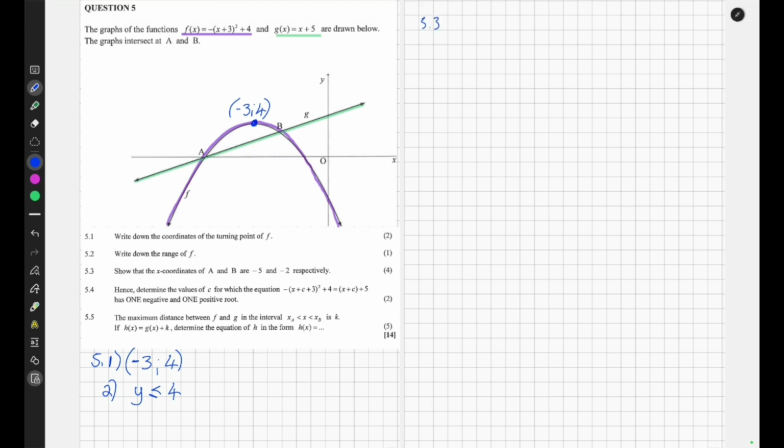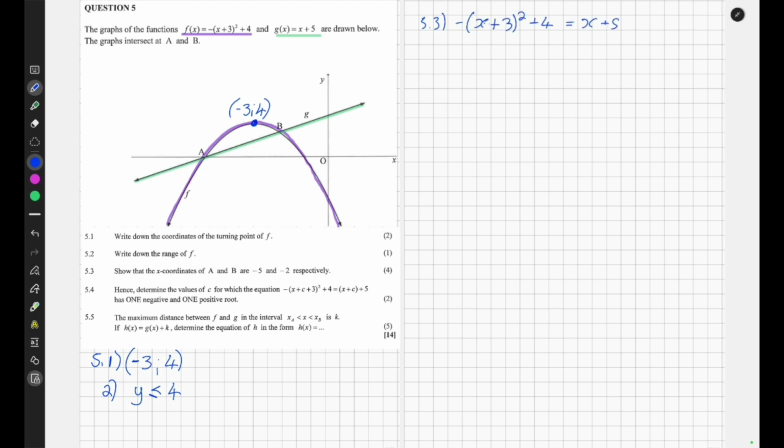Question 5.3, show that the x coordinates of A and B are minus 5 and minus 2 respectively. Now, it's not the x-intercepts, so I can't just take the graph and make it equal to 0, but it is the point of intersection. So if I ask you, on which graph does B lie? You can tell me it lies on the purple one and the green one. So I'm just going to take the 2 equations and make them equal to each other.